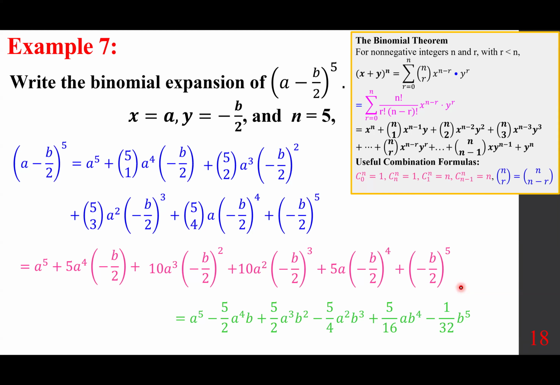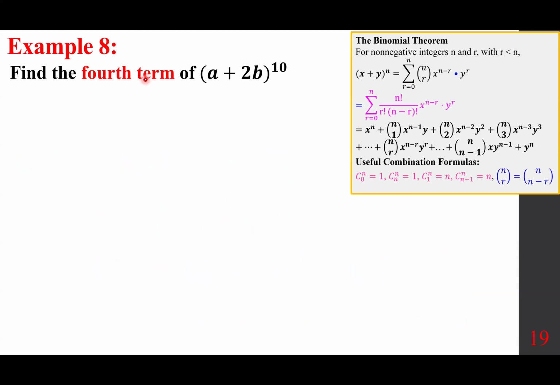So that should be clear to everybody as to what's going on. If you try just a few of these, you become comfortable with them. Find the fourth term of a plus 2b to the power of 10. We'll look at it in different ways.